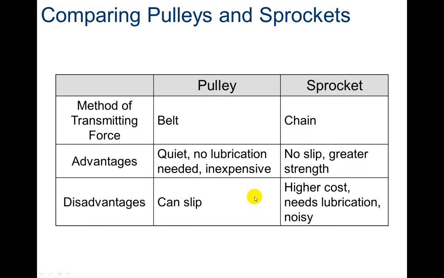All right, so let's compare them a little bit. A pulley has a belt, a sprocket has a chain. The advantages of a pulley are it's quiet, no lubrication is needed, and it's inexpensive. A sprocket has no slip and greater strength. It also is going to have a better torque than the pulley because it gets into the chain.